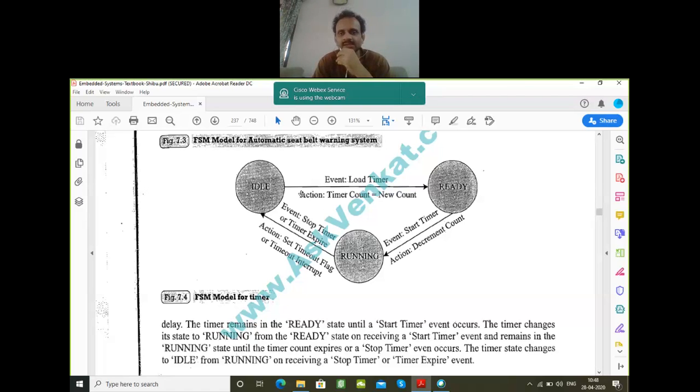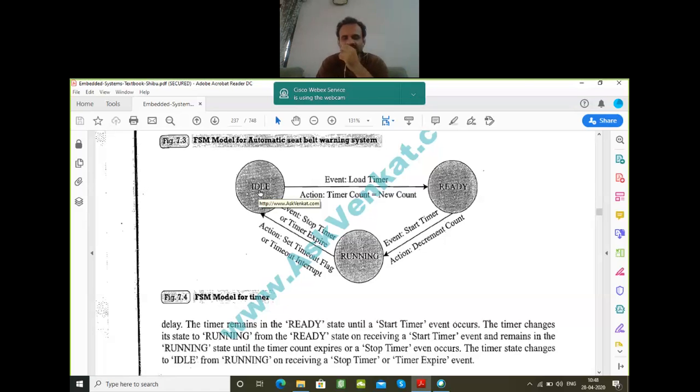So initially the stopwatch will be in idle state. You load the count 100, it will go into the ready state. When you turn on the stopwatch, it will start counting from 100. The event is start timer, the action is decrement. Once you start the timer, that is the event. What action happens? The counter begins to decrement: 100, 99, 98, and so on. So the stopwatch begins to run. After it begins to run and reaches 00, the timer automatically stops and reaches the idle state.